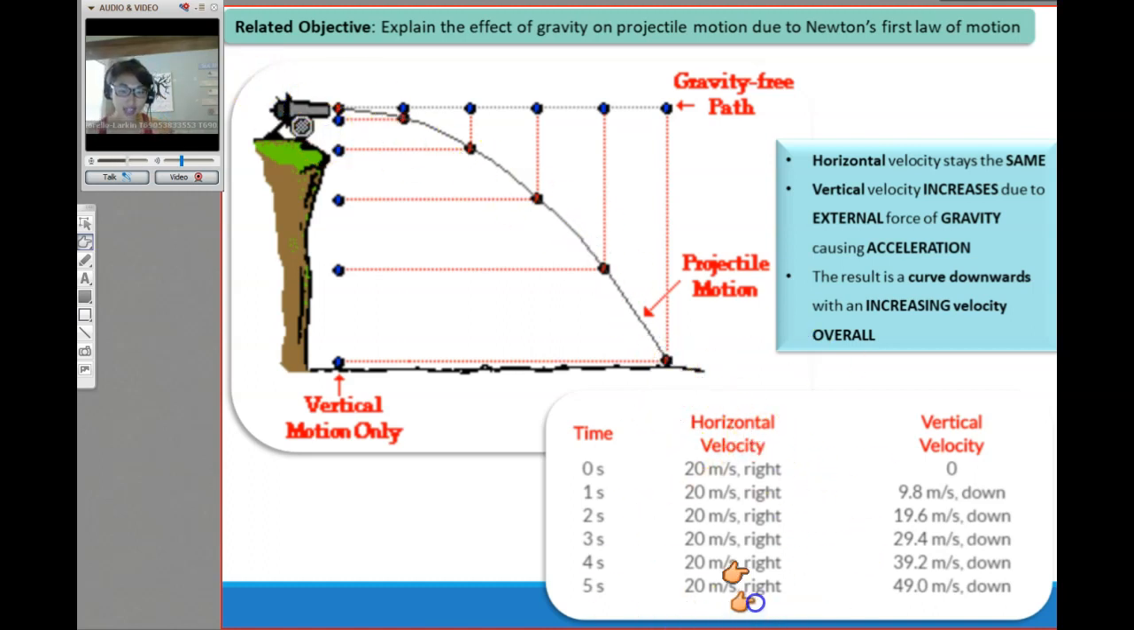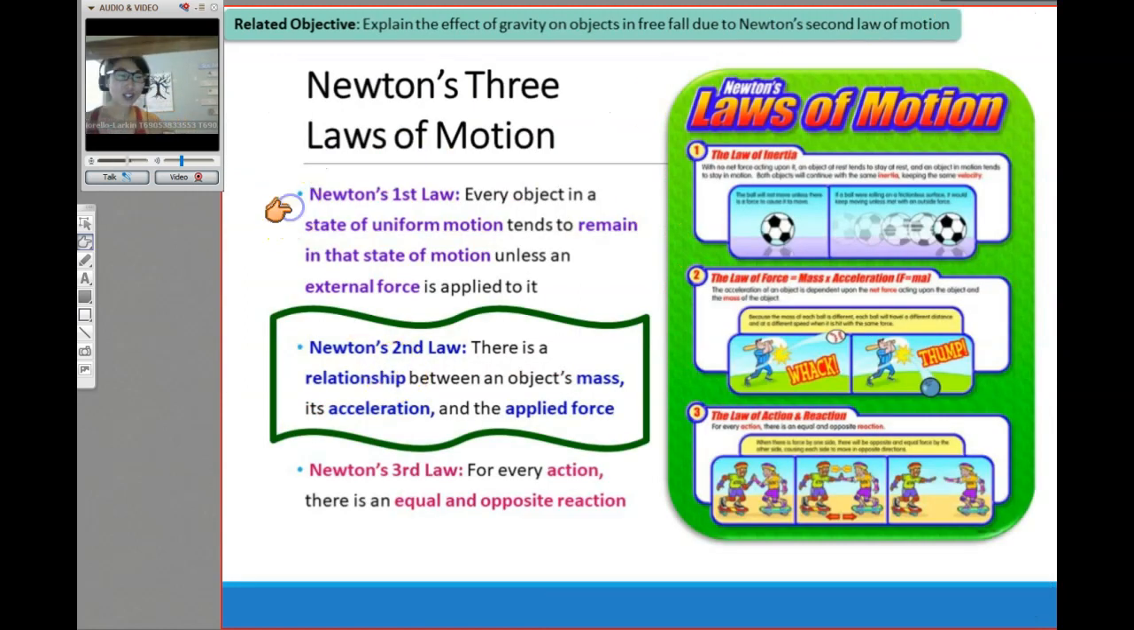So we can see this here. Again, the horizontal velocity stays the same. The vertical velocity is getting faster and faster, and overall we see this really cool curve that we call projectile motion. And this happens with every object that you throw on Earth. All right, so Newton's second law, again, we're going through all of them and seeing how it relates to gravity.